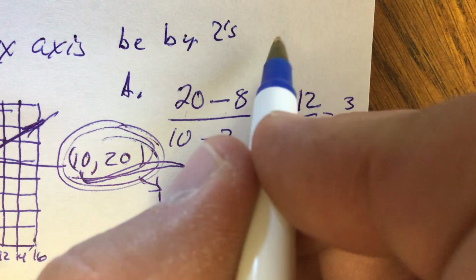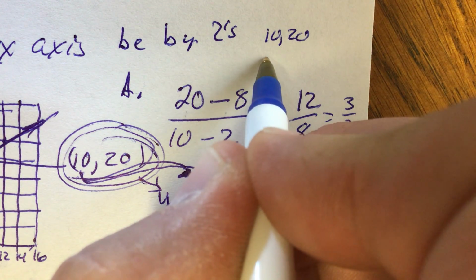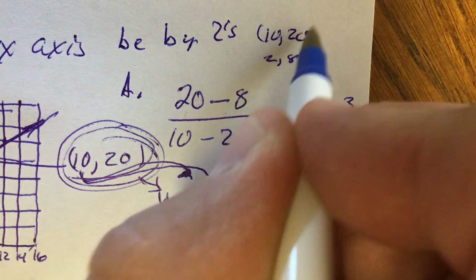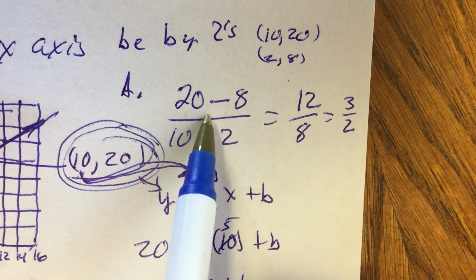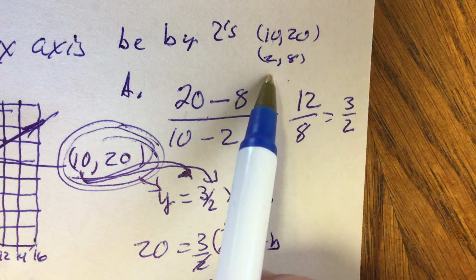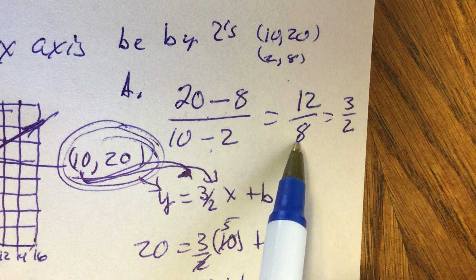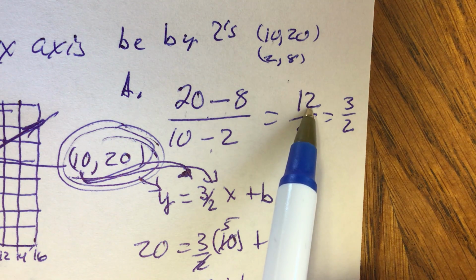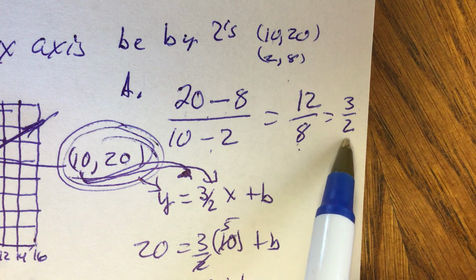And those are the points. So remember, the points we had were (10, 20) and (2, 8). So when I subtract the y's, 20 minus 8. When I subtract the x's, 10 minus 2. That gave me 12/8. I reduce that. 4 goes into both. 4 goes into 12 3 times. 4 goes into 8 twice. This becomes my slope that I'm going to use.